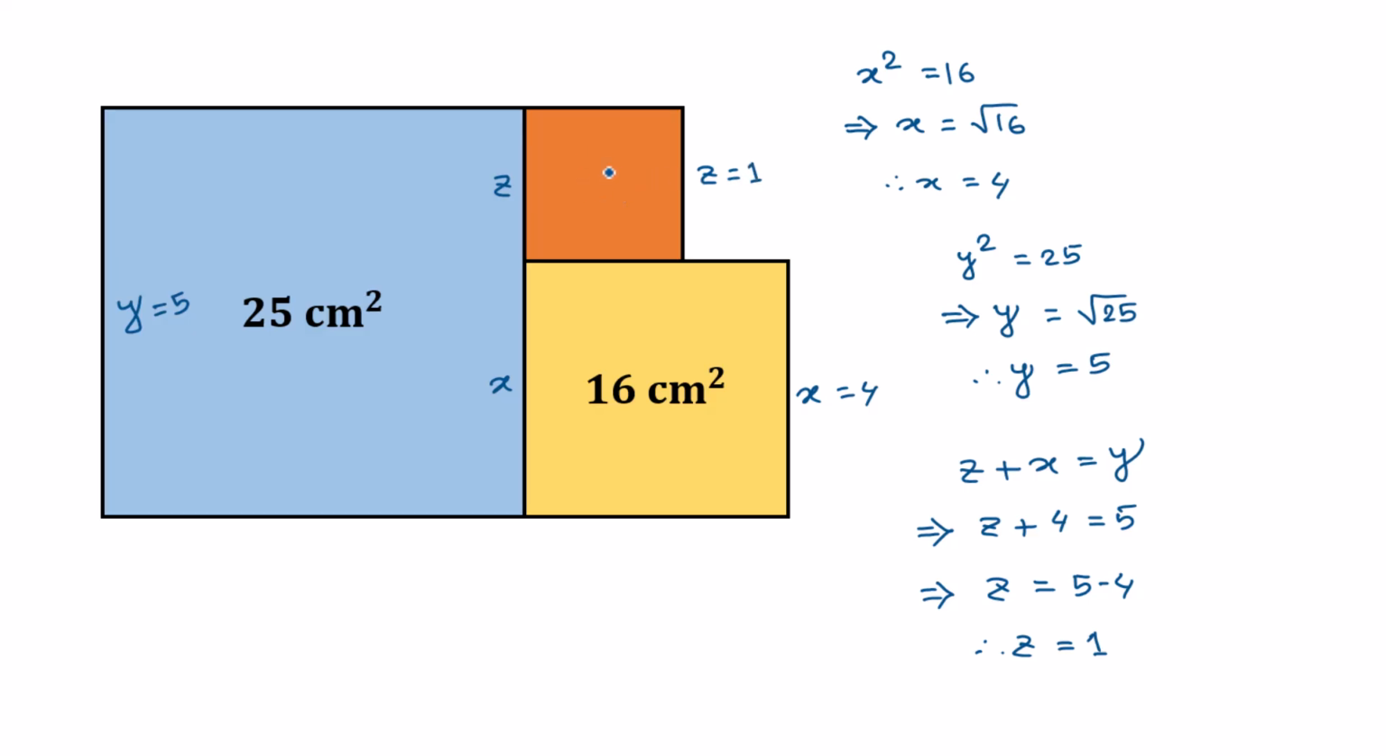As the side length of this square is z, its area will be z square. So the area of this orange square will be z square, and the value of z we have found is 1 unit, so 1 square is 1. So the area of this orange square is 1 square centimeter, and this is the solution of our given problem.